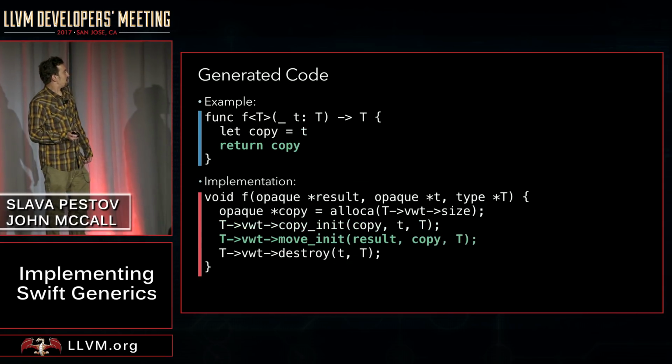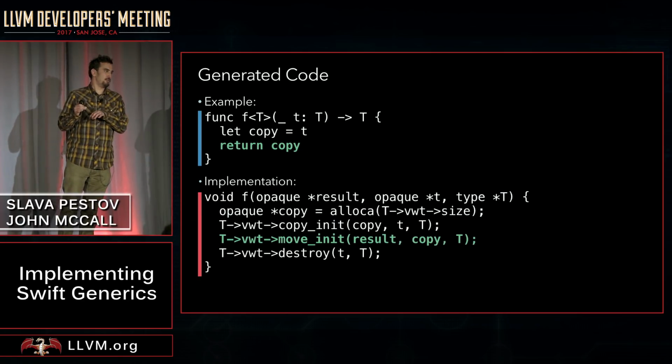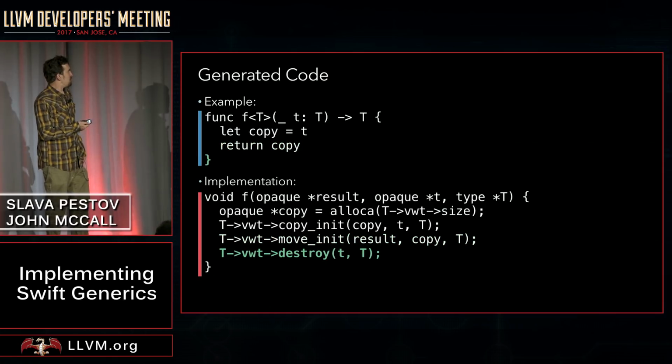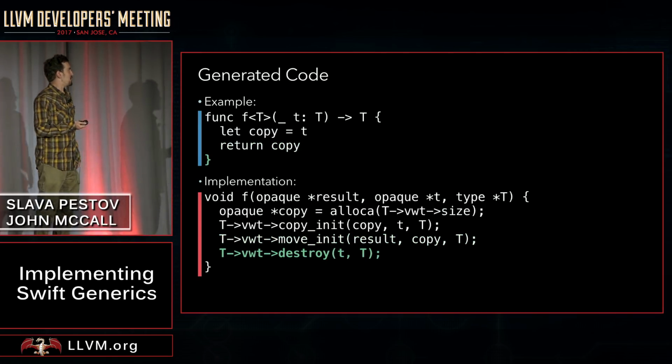When we return that local variable, we can consume it because we're not going to need it again. So we use the move value witness function to move it into the result buffer. And finally, when we exit the scope of the function, we use the destroy value witness function to destroy our temporary value.